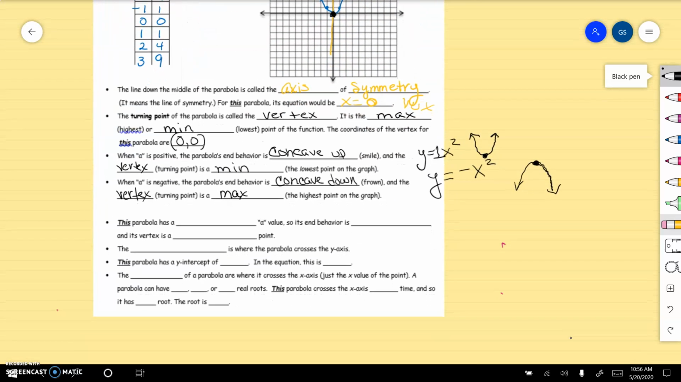All right, let's keep going here. Going to get to the end of this sheet. This parabola has a blank A value. We already talked about this. It has a positive A value, so its end behavior is concave up, and its vertex is a minimum point.